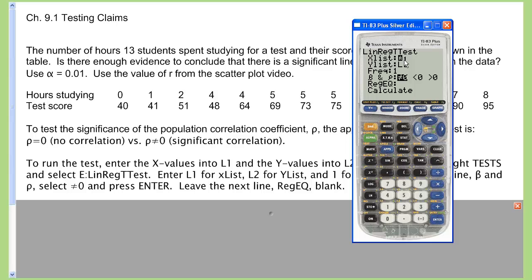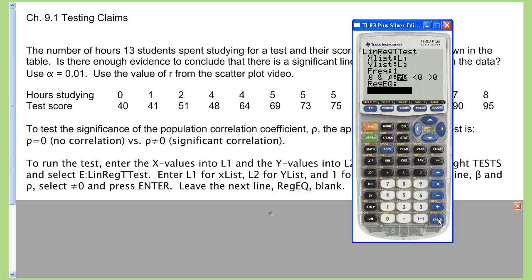If it didn't say L1, I'd have to change that. I want my Y list in L2. That's correct. My frequency is 1. This is not equal to 0. I'm going to leave the next line blank, and you would have to press enter when you get here to change that. Like if I wanted to change it, I could press enter and it's changed. Otherwise, you're just moving with the down arrow key.